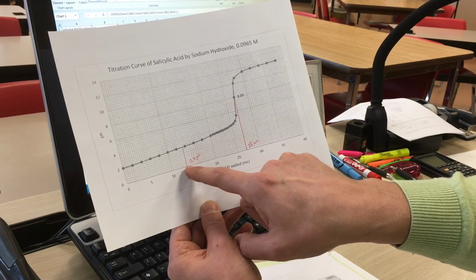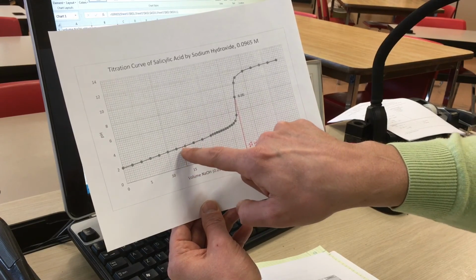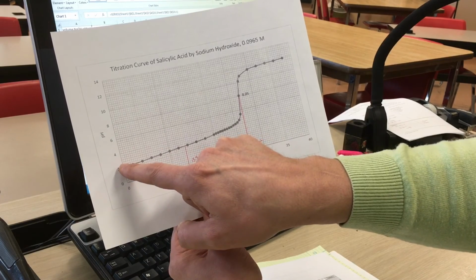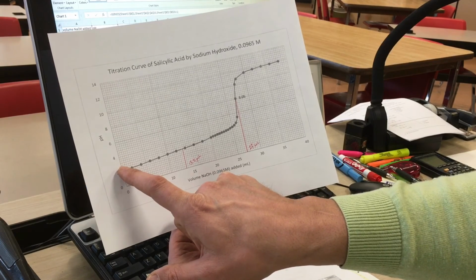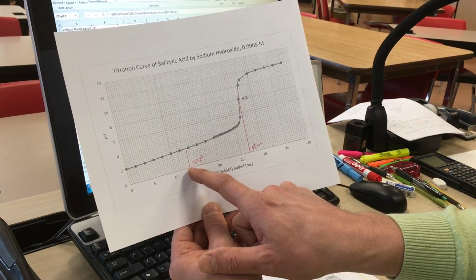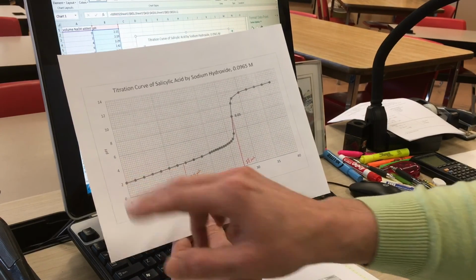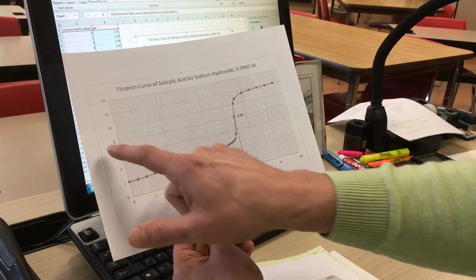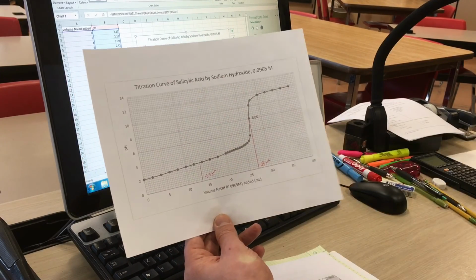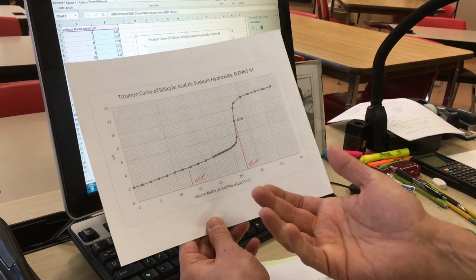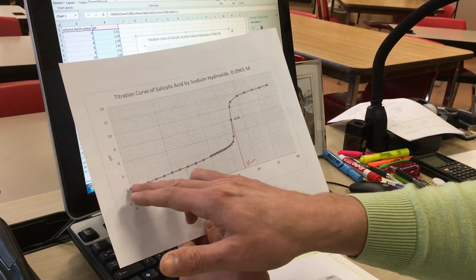So what I have to do now is to find the pH at the half equivalence point. So if I go up to my line and then find the corresponding pH on the y-axis, this value will be the pH at the half equivalence point. So for me, it's about 2.85. So 2.85 being the pH at the half equivalence point is the pKa of salicylic acid, determined experimentally. So for me, the value of the pKa would be 2.85.